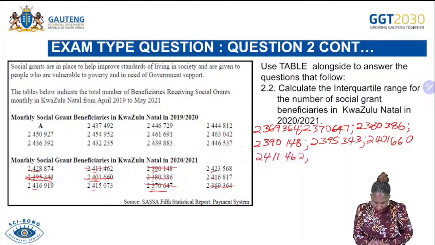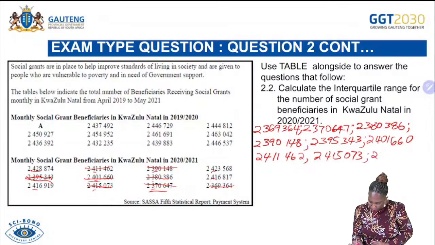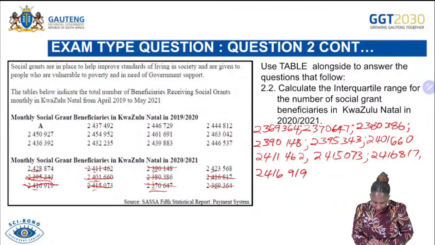Then from 401 to 411, we go to 415. Then we have 2415, 073. It's out. 415. And then we have 416, 919, and then 416, 817. So it means it will be 2416, 817. We are done. We go to 2416, 919. We are done. And then now let's check the remaining ones.